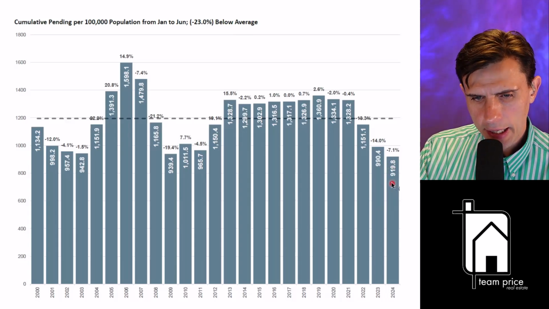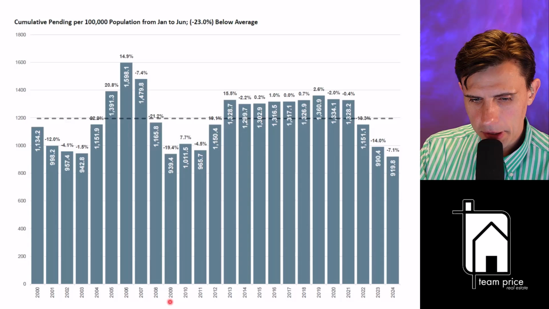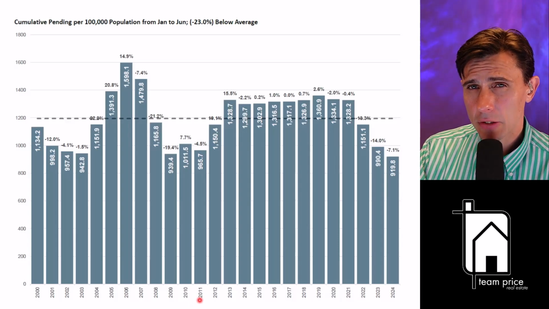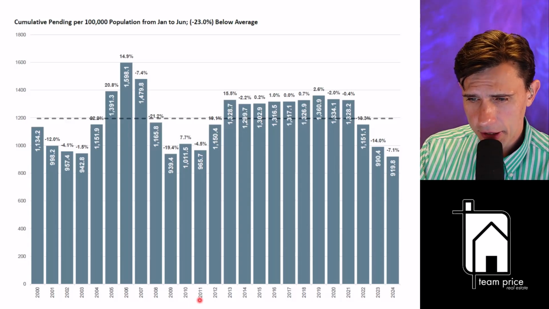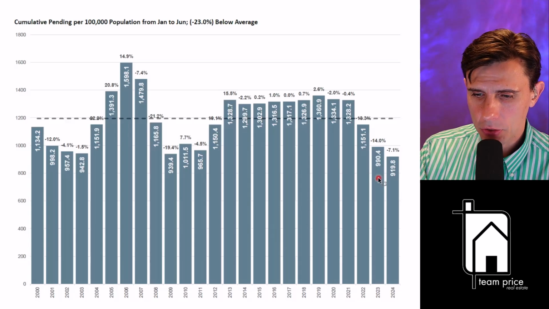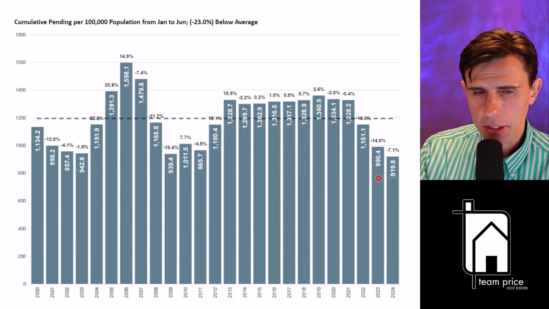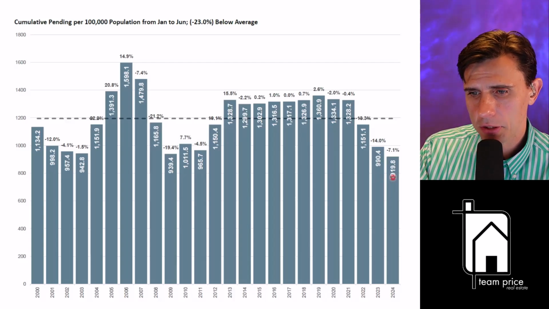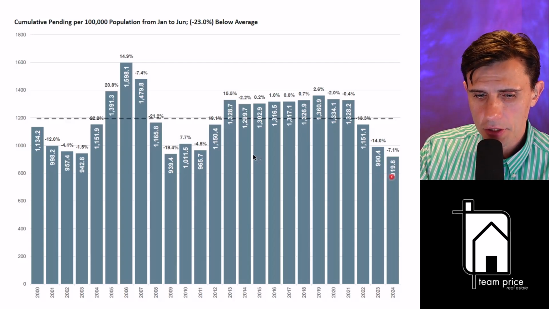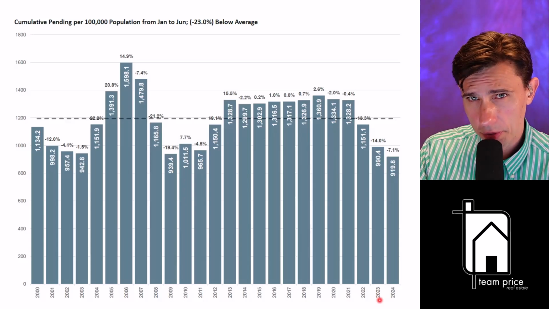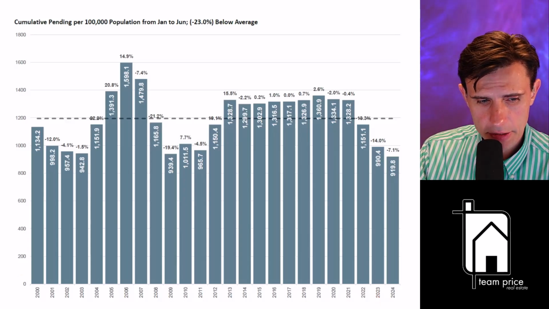Where is it going to land? I would say it's going to beat 2009. I'm going to go ahead and make a prediction that it's going to beat 2011. It will not beat 2023. I expect the cumulative number of pending properties per 100,000 people to be better than '09, better than '11, not better than 2023. That's what I expect.